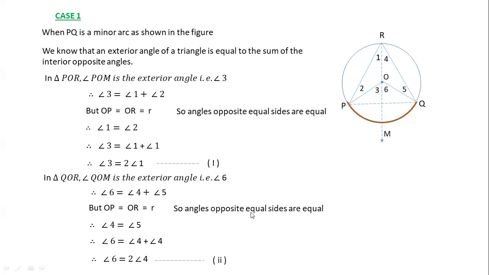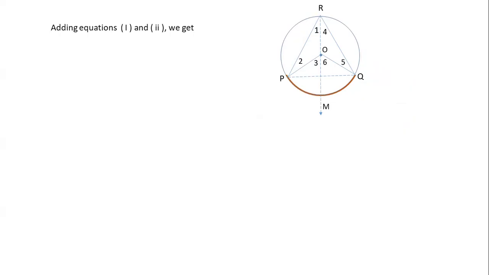Now, the central angle is POQ. POQ means angle 3 plus angle 6. Here we have got angle 3 in the first case and angle 6 in the second case. So let us add these two equations. Adding equation 1 and 2, I am adding this angle and this angle. That is, angle 3 plus angle 6 is equal to 2 angle 1 plus 2 angle 4. Angle 3 is equal to 2 angle 1 was the first condition. Angle 6 is equal to 2 angle 4 was the second condition. So we have added them together.